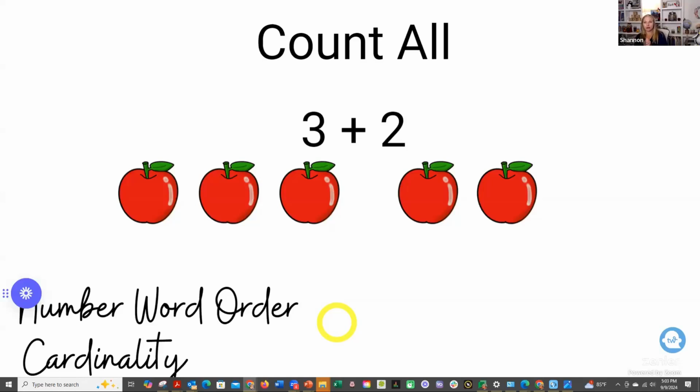So when I say 3 plus 2, a kindergartner might say 1, 2, 3, and then they'll count out 2, 1, 2, and then they're going to count all of it by starting over. 1, 2, 3, 4. So they don't tend to have conservation of number. They can't hold on to this as a 3 and then just count forward yet. They have to count all of the first one and all of the second one.